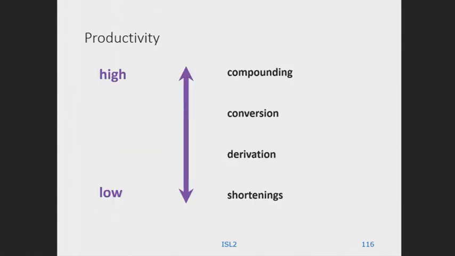Okay, just one more thing. So in terms of productivity, meaning how often do we do that? How easy is it to do that? Compounds are very high, so we get that often and easily. Shortenings don't come up that often, and conversion and derivation are somewhere in between.